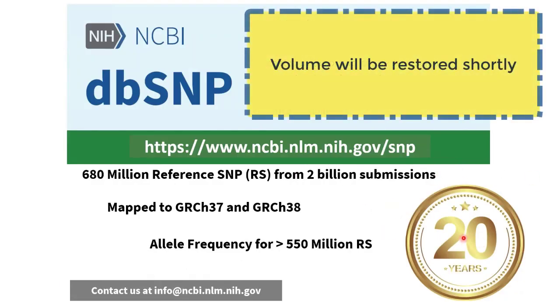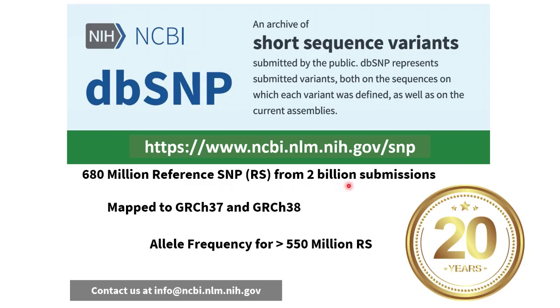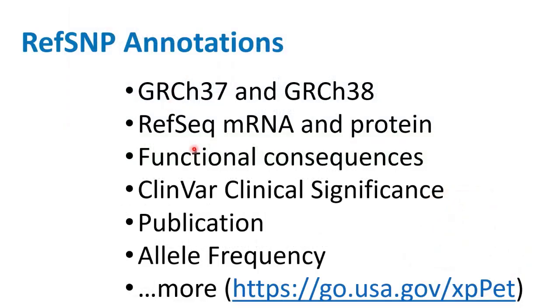So about dbSNP. dbSNP just celebrated its 20th year anniversary this year, and currently it houses over 680 million reference SNPs from 2 billion submissions. And we annotate the variants on both GRCh37 and 38, and there have been over 500 million RS with allele frequency data. In addition to mapping to GRCh37 and 38, we also annotate the reference SNPs on the mRNA and protein, and also we annotate with functional consequences, clinical significance, allele frequency, and you can find out more about the variant, the RefSNP, other attributes that we annotate at the link down below.